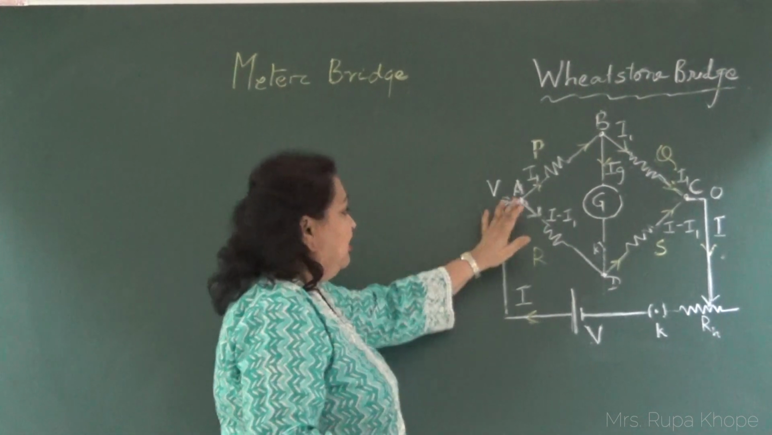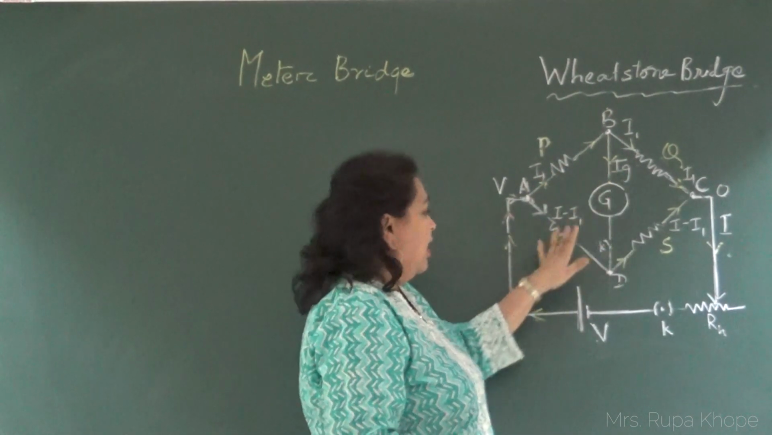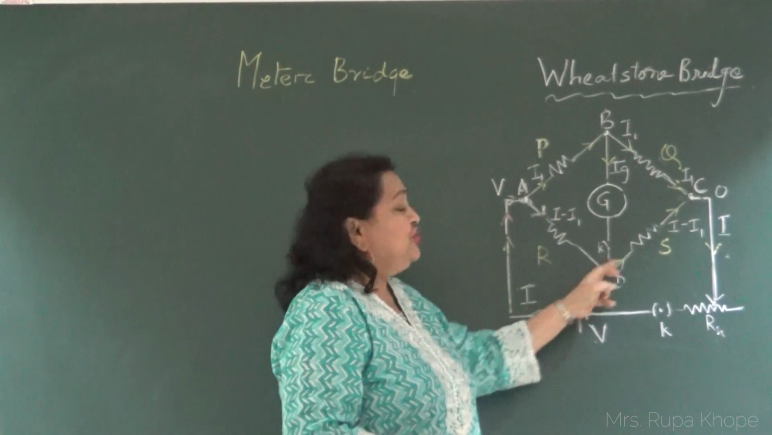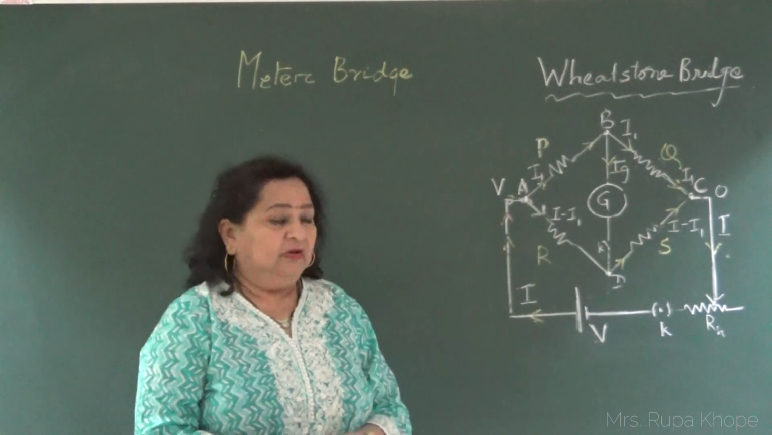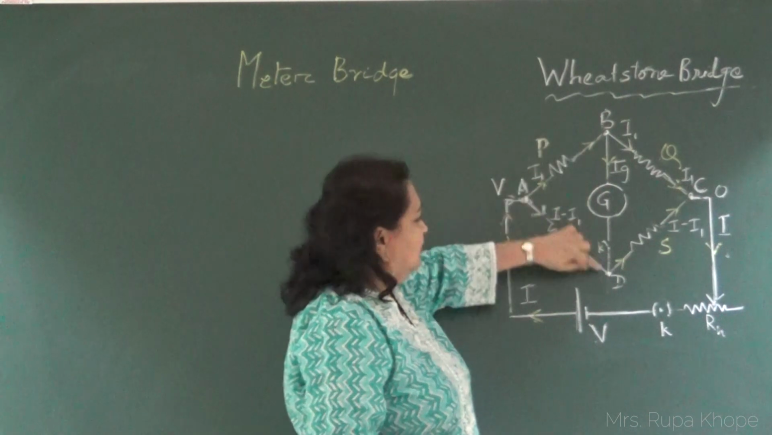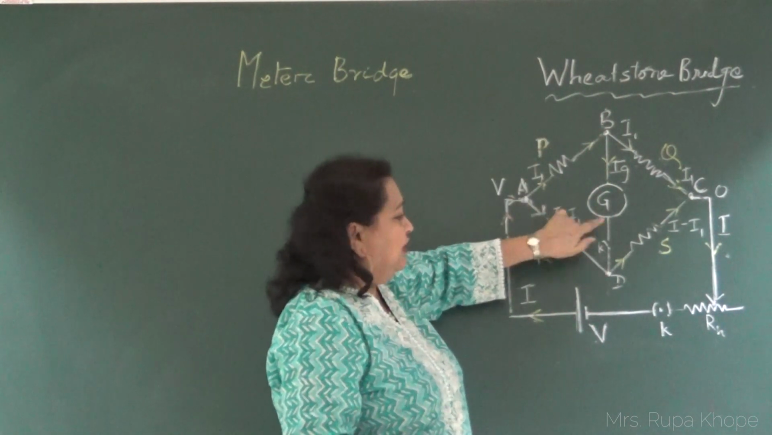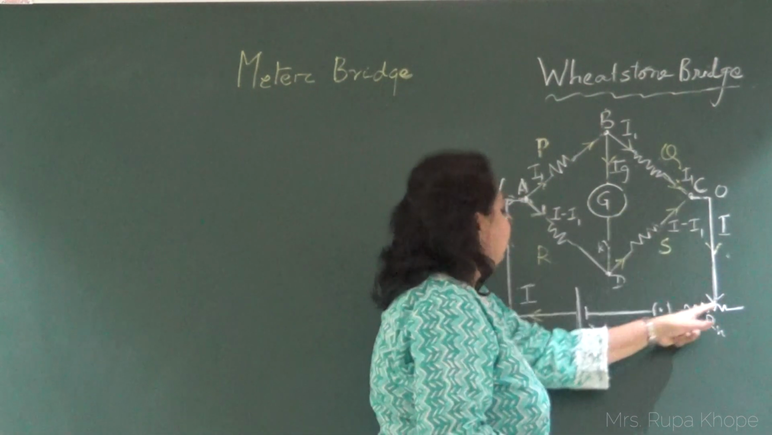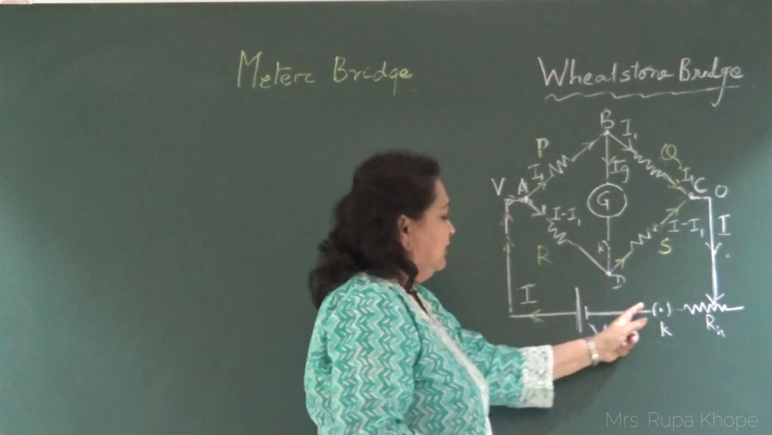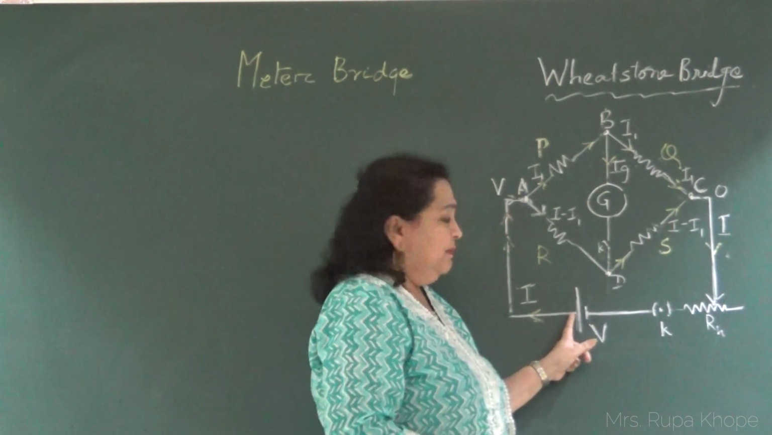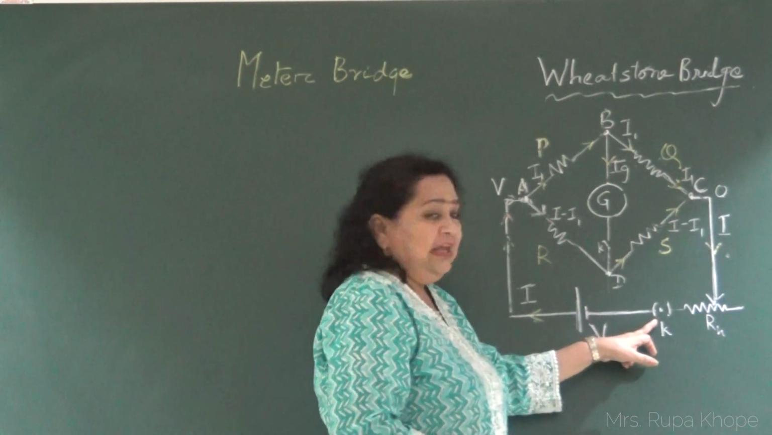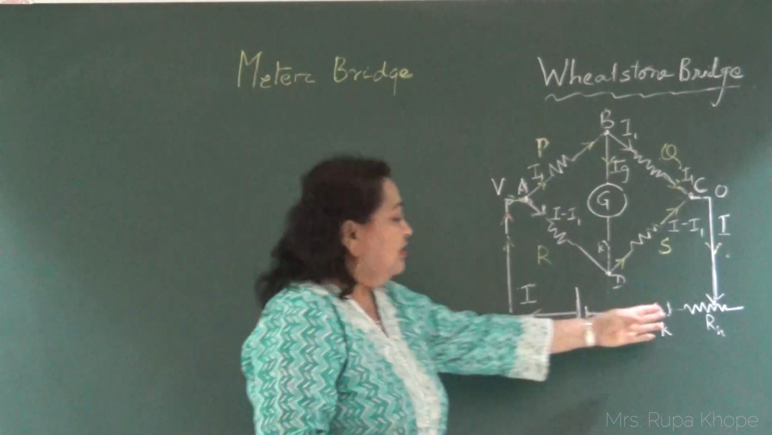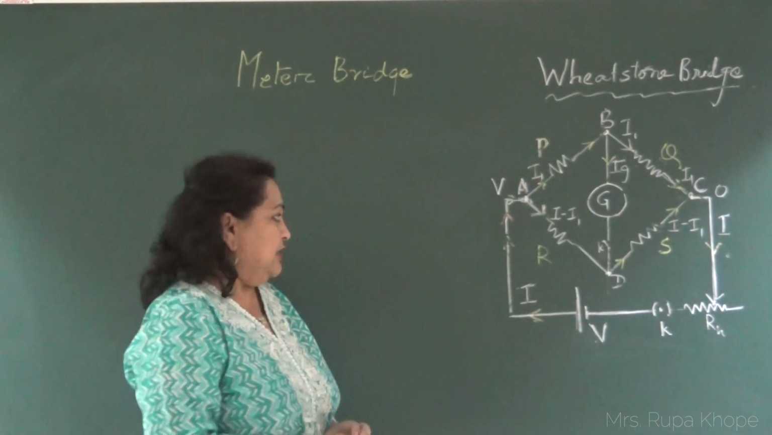So, here you can see P, Q, R, S are the four resistances connected in the shape of a quadrilateral or a parallelogram, and in the center between B and D we have connected a galvanometer, and between A and C we have connected a primary circuit. It contains a cell or a battery, key K, and rheostat resistance RH. So we can control the current with the help of the rheostat.